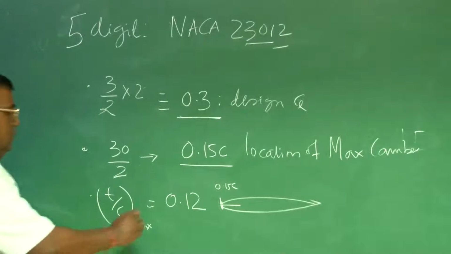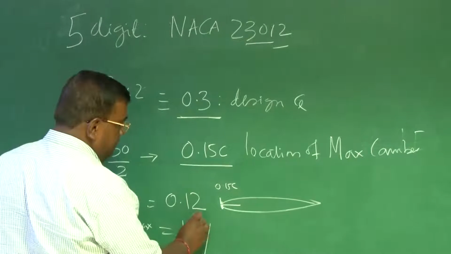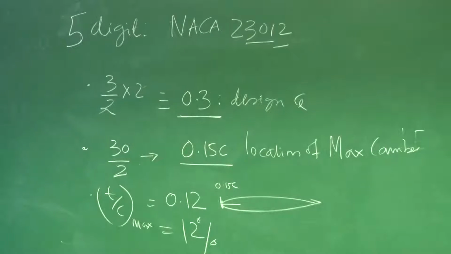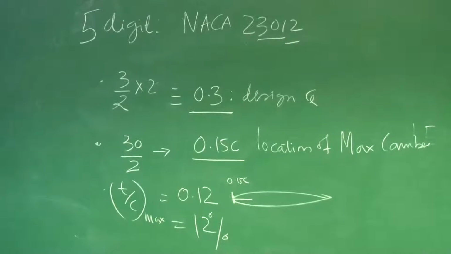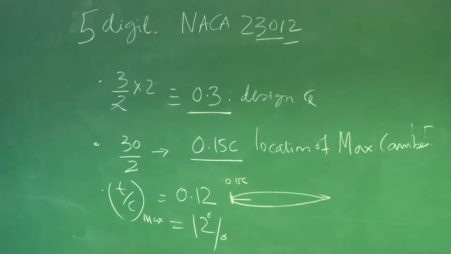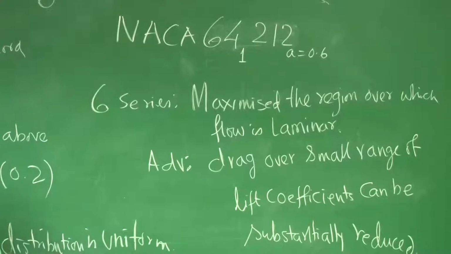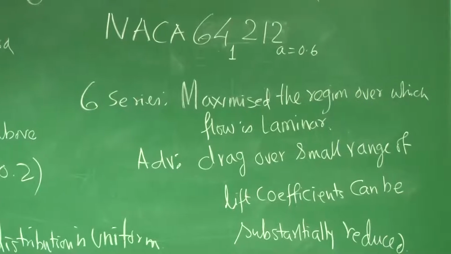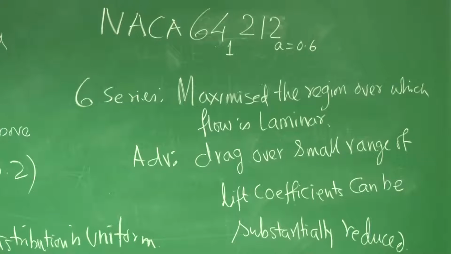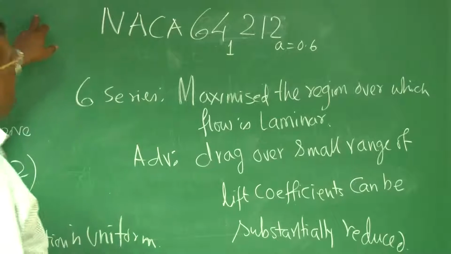Right, which is also, we say, 12% t by c max. So this is the information we get from a 5-digit nomenclature. After the 5-series nomenclature, we are talking about the 6-series nomenclature.